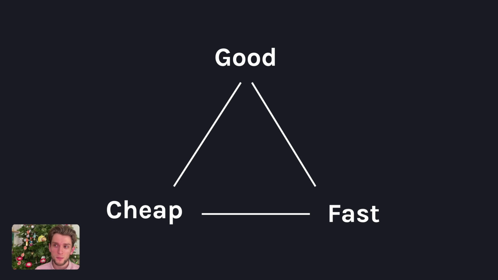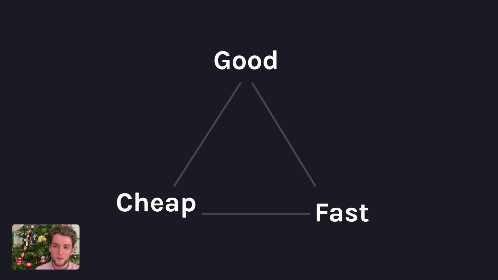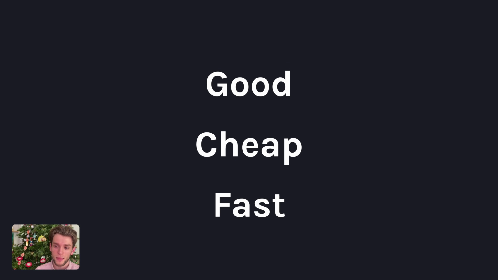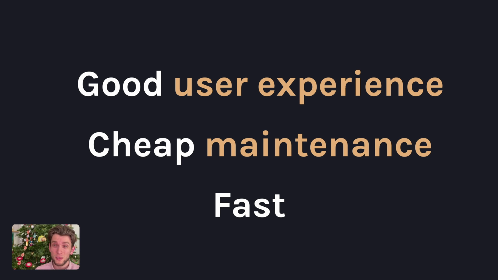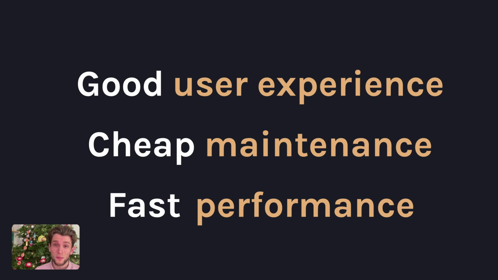So this principle is about project management, but I want to stretch it a little bit and apply it to UI development. What I want in UI development is a good user experience. So I want to create products that are pleasant to use. And I want them to be cheap to maintain. And of course, I want them to be fast. And these three things are at odds with each other.